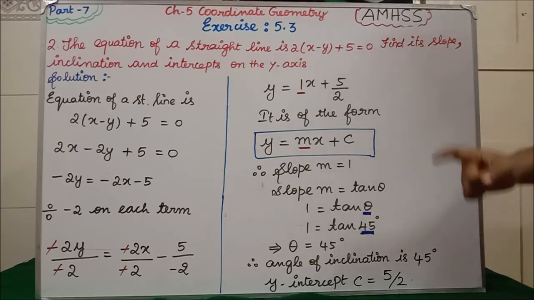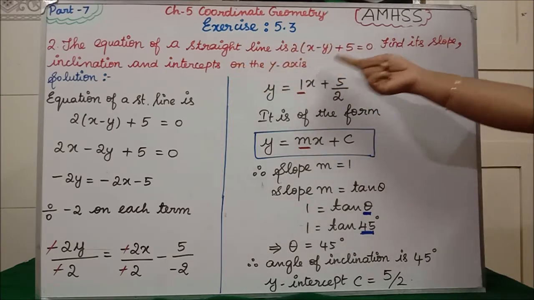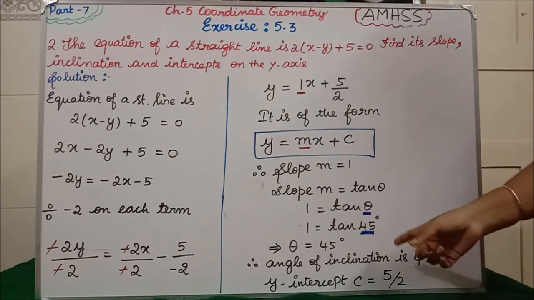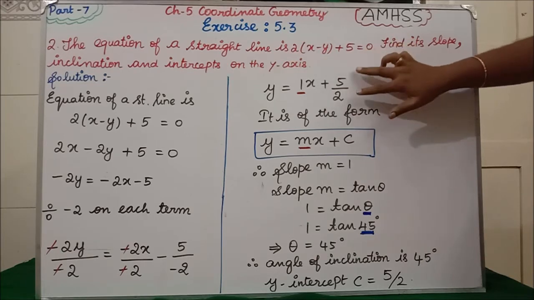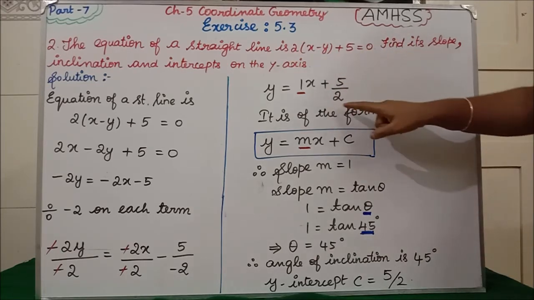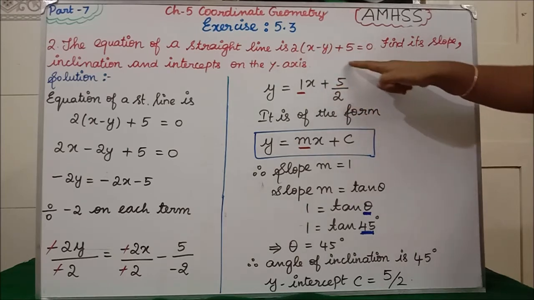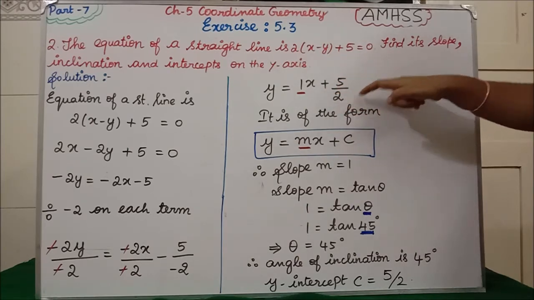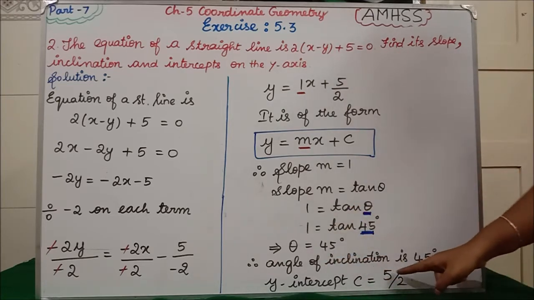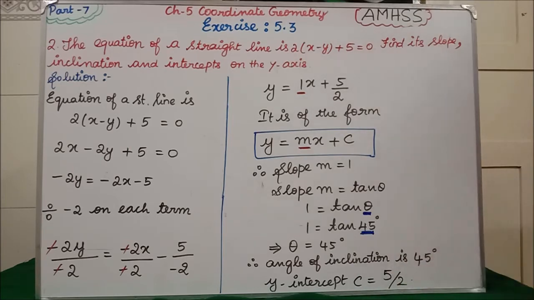The next one we have to find is the intercept on the y-axis. For the intercept on the y-axis, you have to consider the final answer. What is the constant term? That is the intercept on the y-axis. Constant c is the intercept on the y-axis. Here the constant c is 5 by 2. Y-intercept is c is equal to 5 by 2. c is nothing but the constant. Clear? Able to understand the second question? Very easy, you only have to think a little bit.